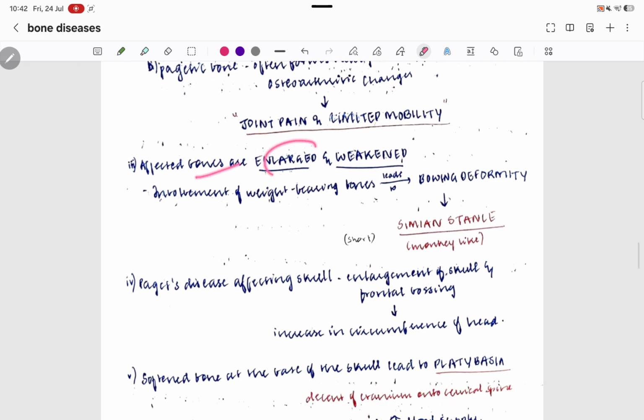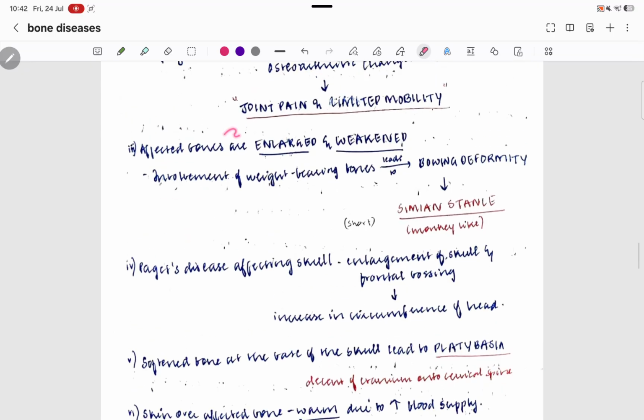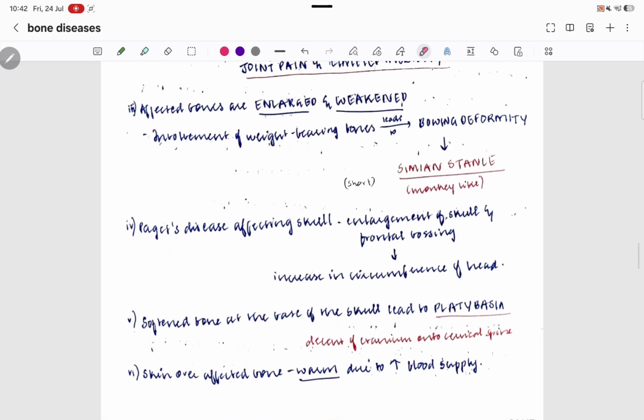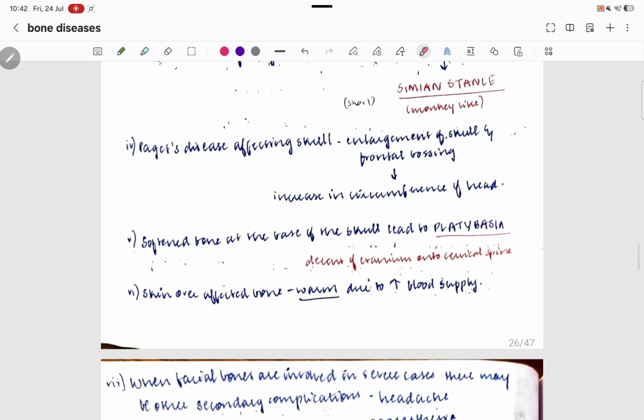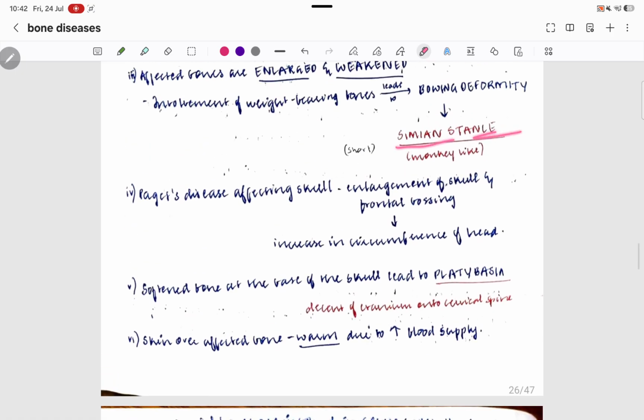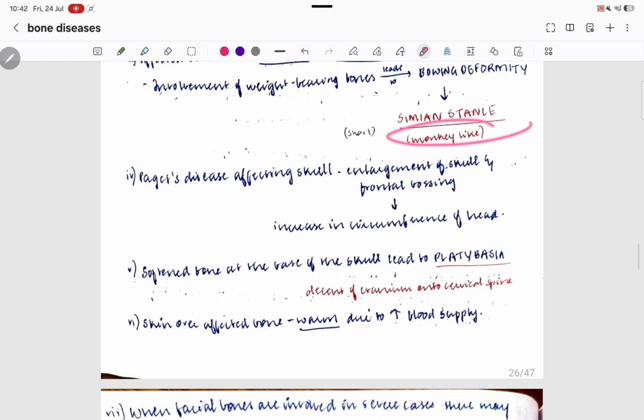The affected bones are enlarged and weakened. Involvement of weight bearing bones leads to bone deformities, that is bowing occurs, which is called simian stance. Simian stance means there is monkey like posture. Basically the bones become short and hence it becomes monkey like.